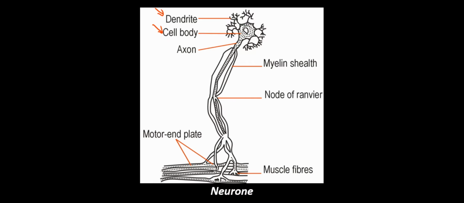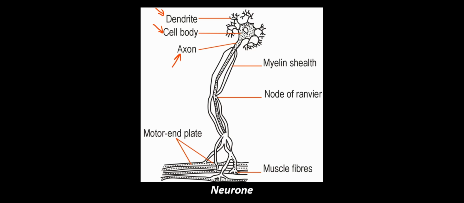The next labeled part there is the cell body, which consists of the cytoplasm and the nucleus. And we can see some dots in the cytoplasm. Those are nucleus granules, which are rich in RNA, and they help in the manufacture of protein. The next structure there is the axon, and we said the axon carries impulses away from the cell body. You can see it's coming from the cell body.